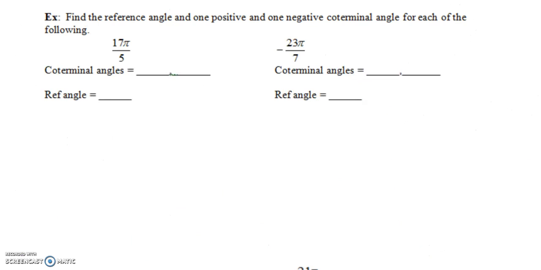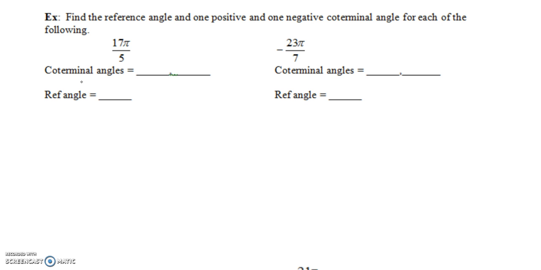Reference angles and coterminal angles. These I think I'm going to go straight through because I think they're good reminders. If we want to find the coterminal angles for 17 pi over 5, you might remember that coterminal is spinning around the circle infinite times.